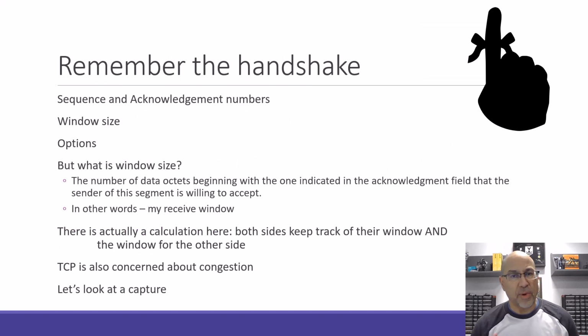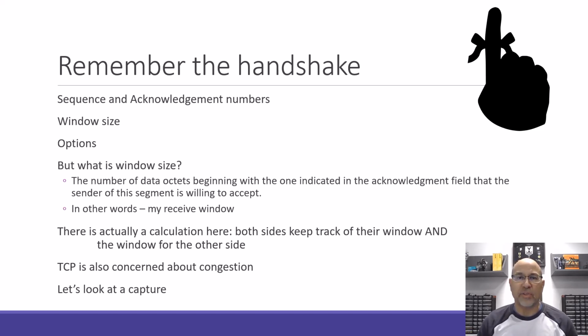So remember that we have that handshake, right? The sequence and acknowledgement numbers. Part of the purpose of that handshake is to establish those numbers, but then we've also got the window size, and then we are also going to figure out what options the two sides are going to agree on. But maybe a good thing to do is to remind ourselves what the window size actually is.